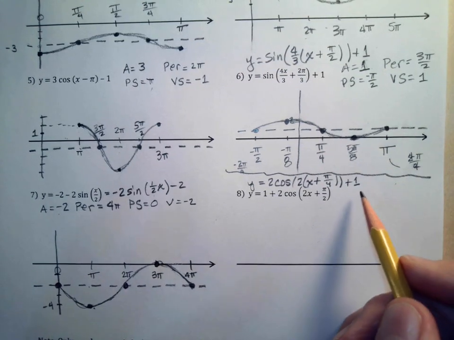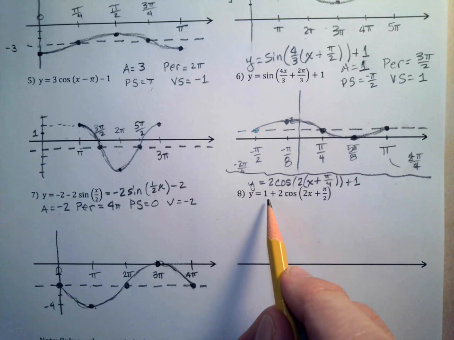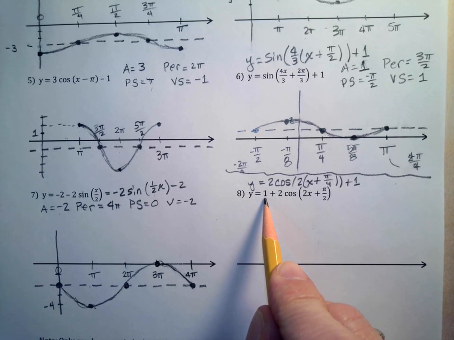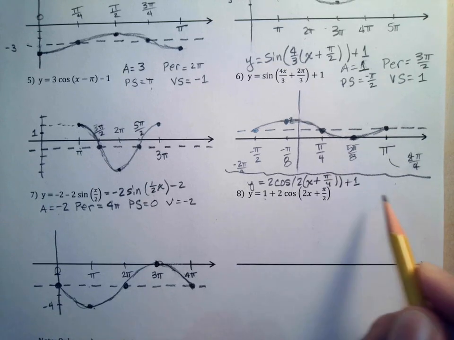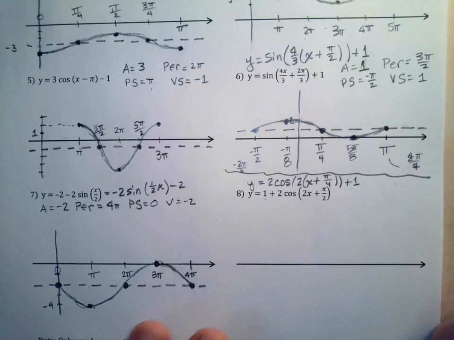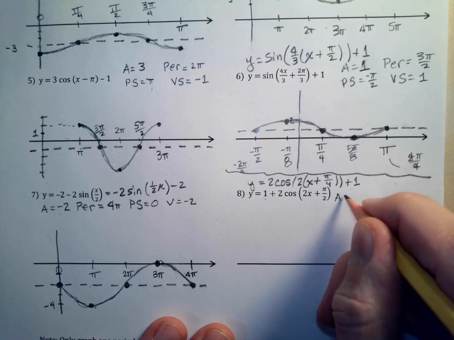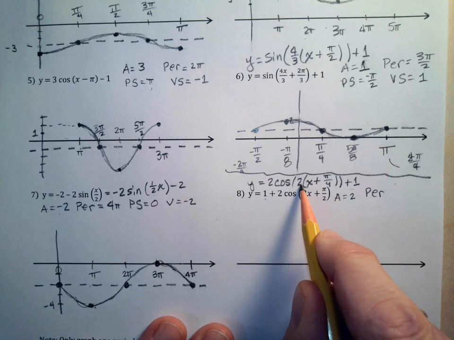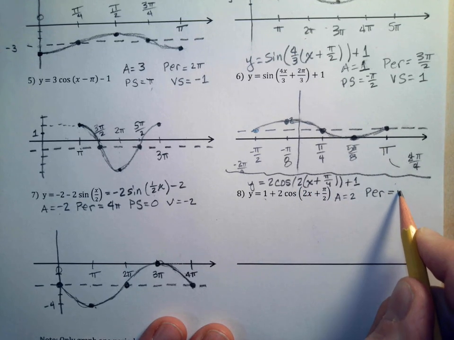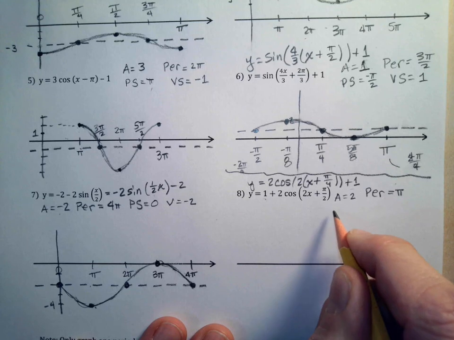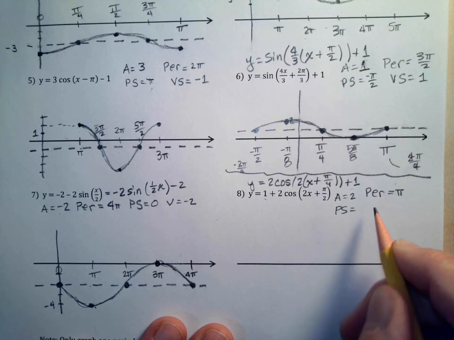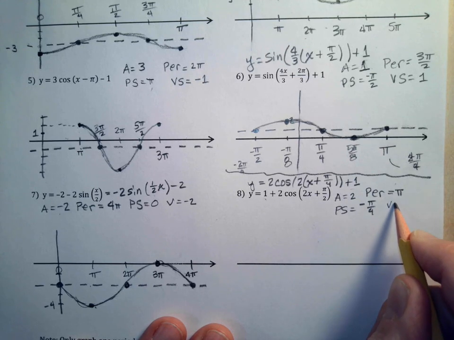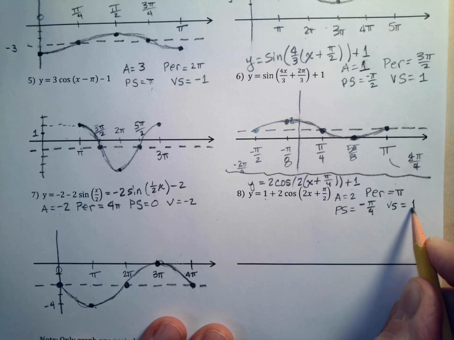It doesn't really matter that I put the plus 1 at the end versus the beginning, but when you see that number out in front, I just don't want anyone to confuse that with A. So rewriting it at the end makes it a little bit more obvious. Okay, so our A is 2. Our period is 2 pi divided by 2, so our period is pi. Phase shift is equal to negative pi over 4. Vertical shift is equal to positive 1.